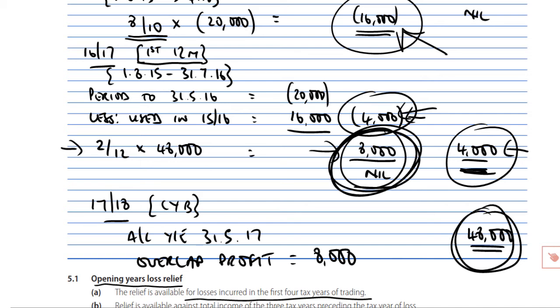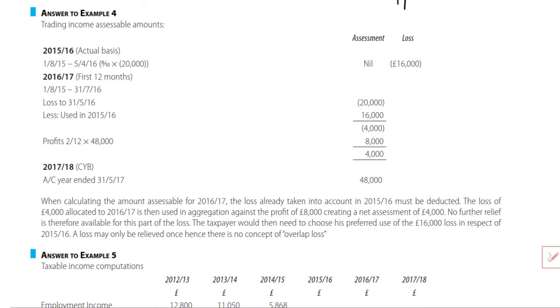Okay, let's just have a look at how that manifests itself in terms of your answer format as we've just been writing it out. What have we got? There's 15-16 actual, 1st of August to 5th of April, 8/10 of 20, nil assessment, loss 16,000. First 12 months, 16-17, the first loss-making period, that was 10 months, 20,000. Take out what we've used, that leaves 4,000.